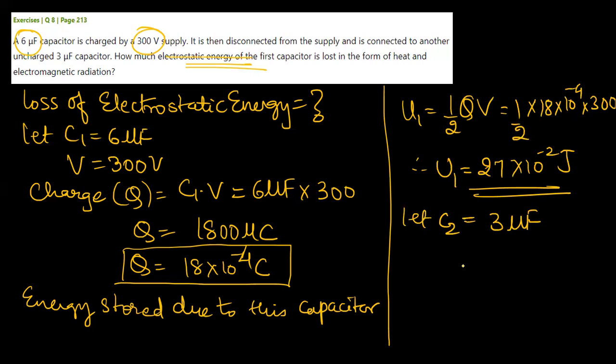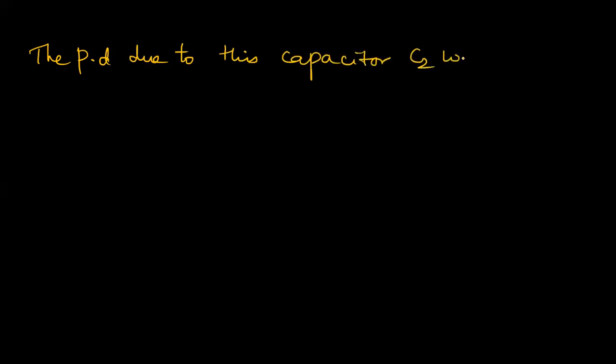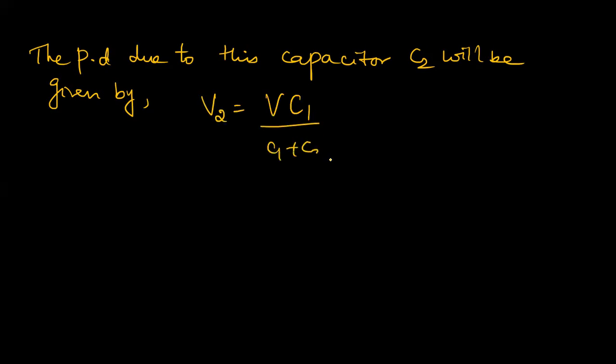Now, there is one relation that I will be giving over here. When there are two capacitors, a system of two capacitors will have one common potential difference, and that is given by the formula I'm writing here. The potential difference due to this capacitor C2 will be given by, now this is a formula directly you have to remember, no need to go for derivation. That is given by V2 will be equal to V into C1 upon C1 plus C2. It will be better if you directly remember the formula without going into the derivation.